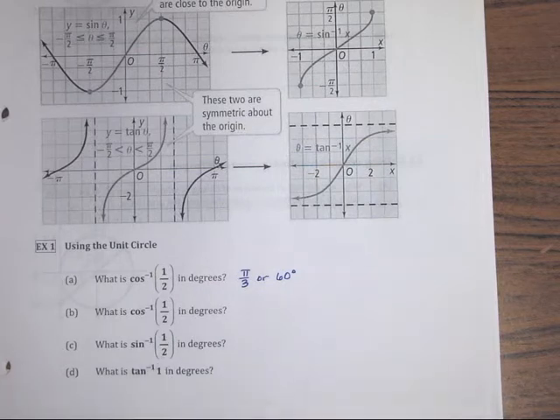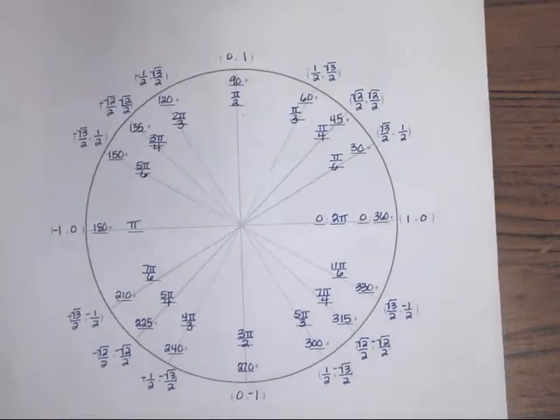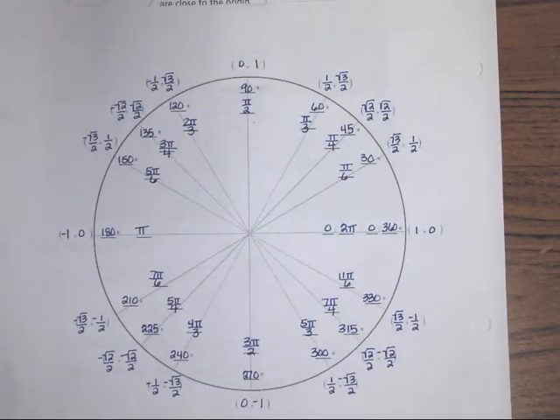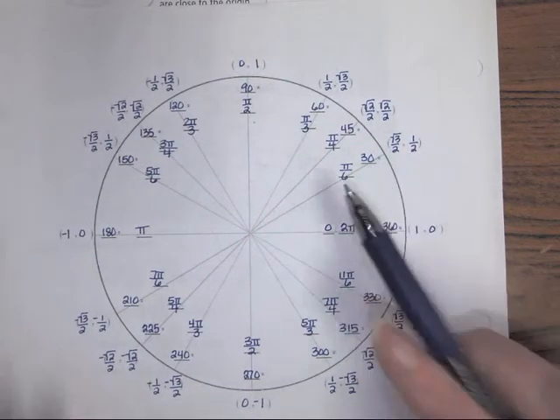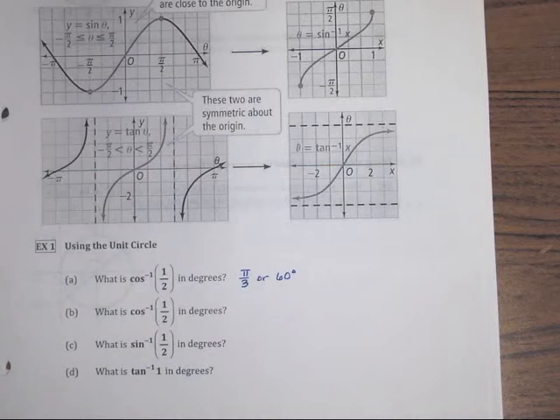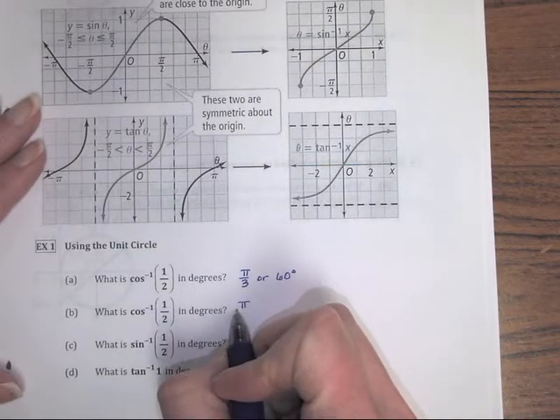Inverse sine 1/2 in degrees. So you go to your unit circle. I'll put it up here. What's inverse sine 1/2? 30 degrees right here. So you see the y value is 1/2, so 30 degrees, pi over 6. Now, if you have memorized your unit circle, you have already made your life so much easier.